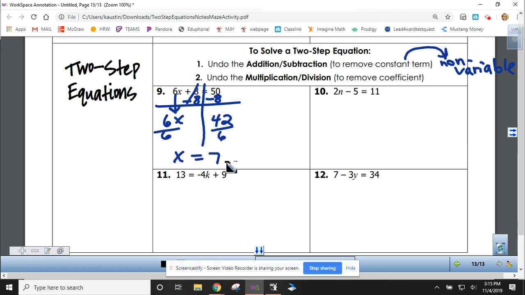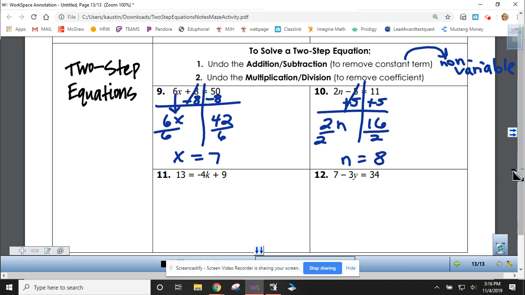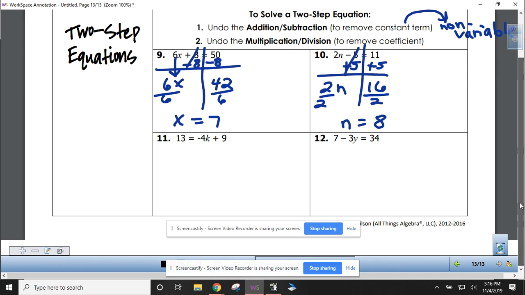Number 10, I need my variable alone. I'm going to move this -5 over by doing the opposite. I'm going to add 5 to each side. That cancels out. 2 times the number equals 16. The opposite is to divide each side by 2. And I get that n equals 8. Remember, during the videos, you can always pause it or replay it.